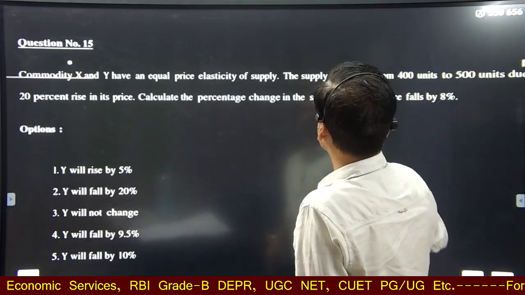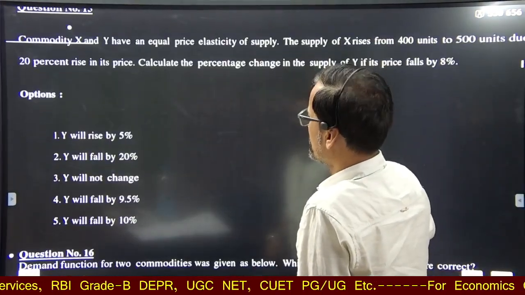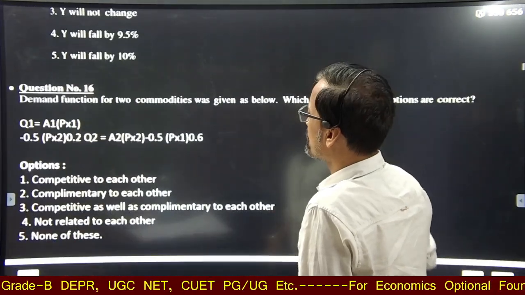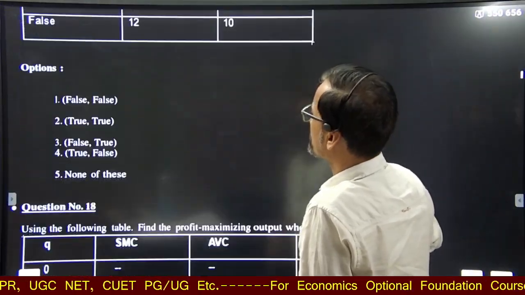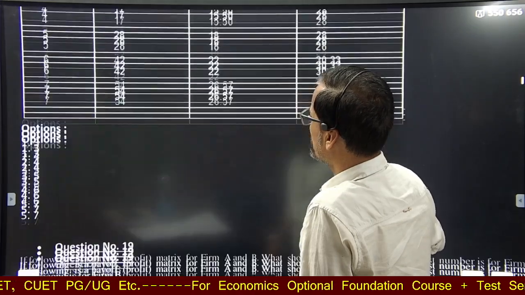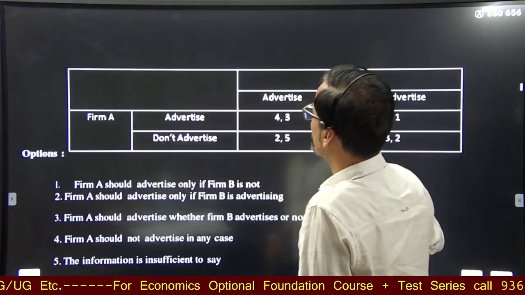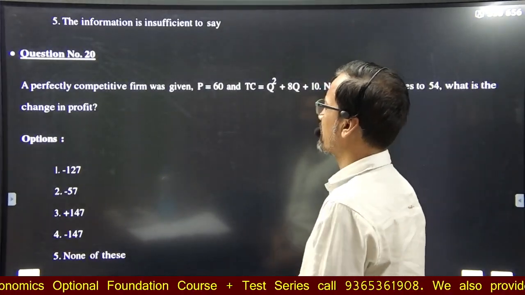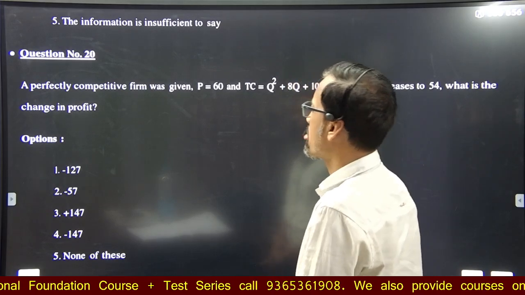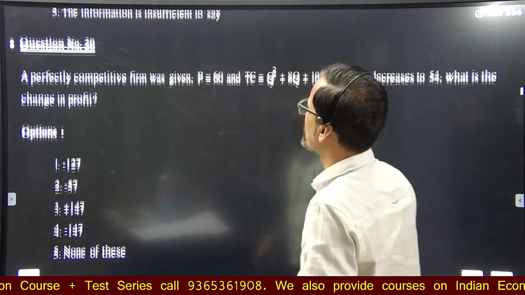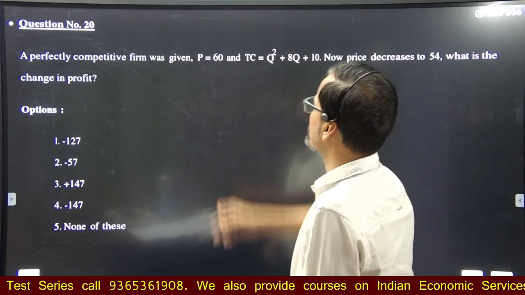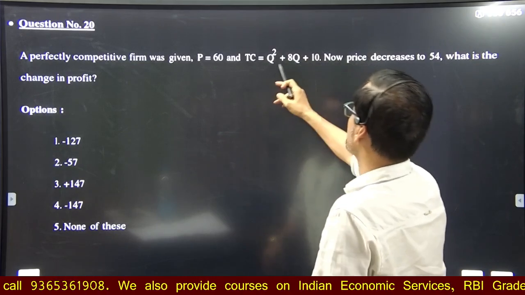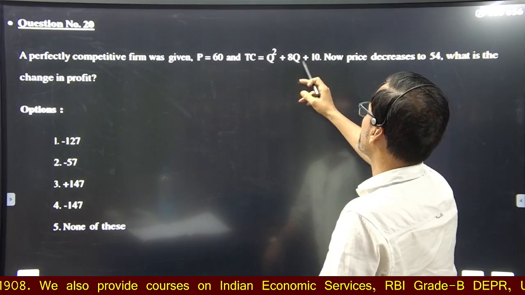Next we can discuss two or three more questions. Again, a lot of questions are there, so it is not possible to discuss all the questions here. Here is one question: a perfectly competitive firm was given, P is equal to 60 and total cost is given as Q square plus 8Q plus 10.